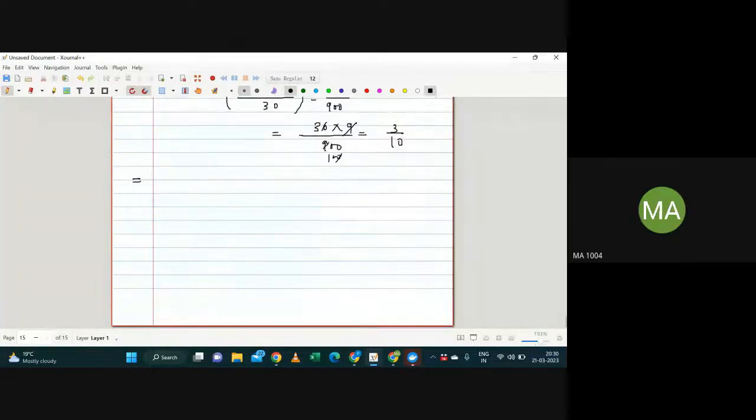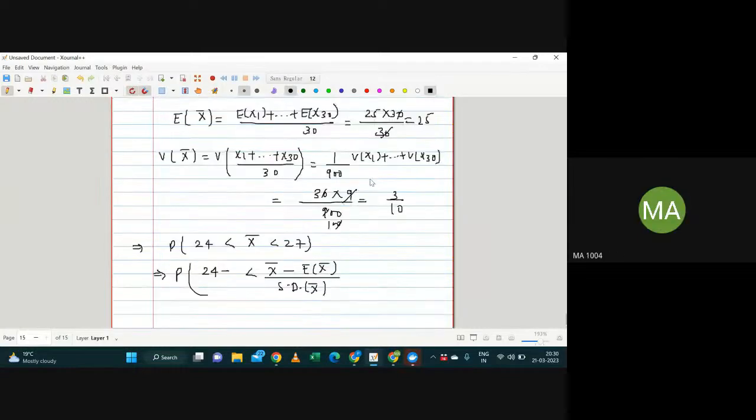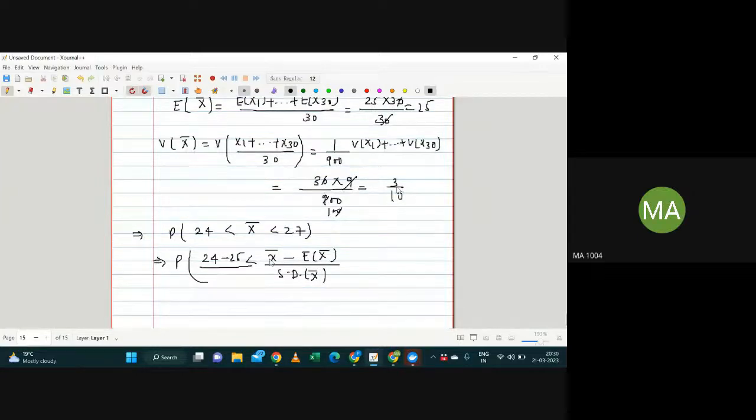So we have to find this inequality, right? I have to convert these things to a standard normal on both sides. So we have to subtract the expected value of x bar, which is 25, and divide by the standard deviation of x bar, which is the square root of 3 by 10. Correct? Now the upper end should be 27 minus the expected value of x bar, 25, divided by the square root of 3 by 10, right?